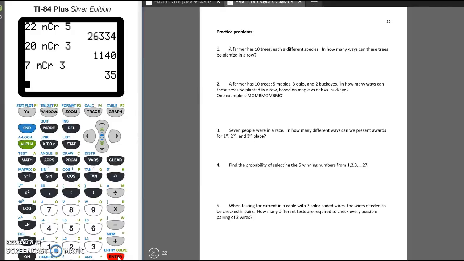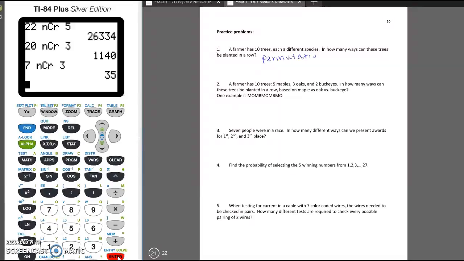Okay, so we're going to do some practice problems here. And here we're going to care about, does order matter or not? So are we doing permutations or combinations? So number 1 here says, a farmer has 10 trees, each a different species. How many ways can these trees be planted in a row? So since we want to plant all 10 trees and we're talking about the order, this is a permutation.